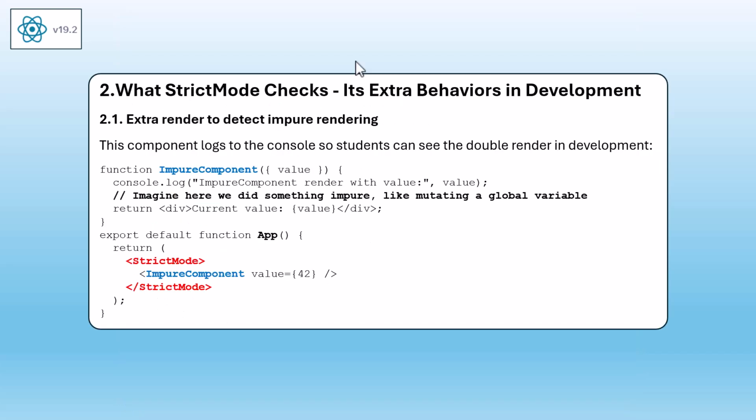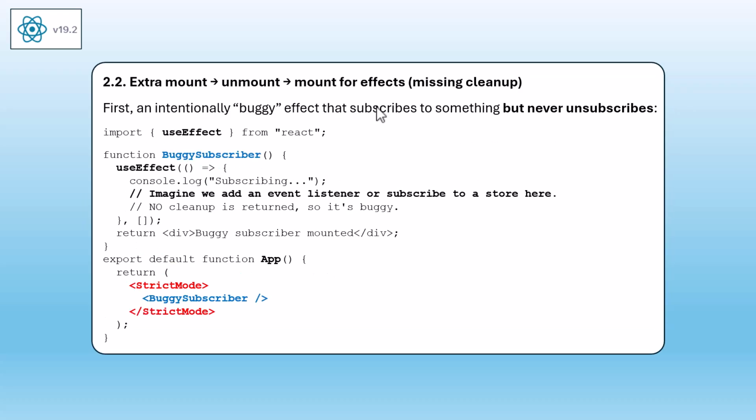2. What strict mode checks. Its extra behaviors in development. When we enable strict mode, React becomes more vigilant and reviews our UI components under several rules. It forces an additional rendering pass. This helps uncover whether our rendering logic is not pure, meaning if it contains side effects that could trigger unpredictable bugs. It re-executes effects by performing a mount, unmount, mount cycle during development.